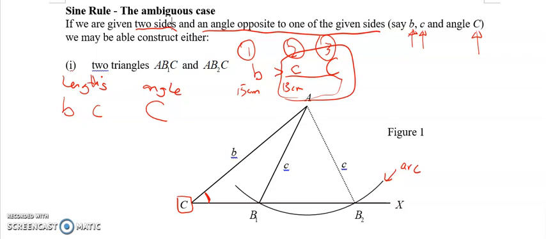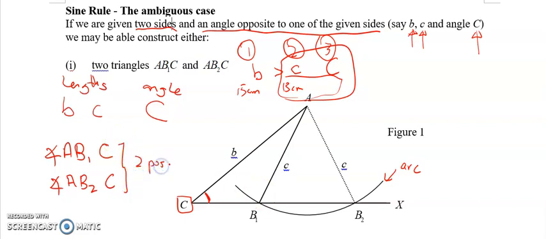So the features of these two triangles: the angle AB1C and AB2C, this angle ABC, there can be two possible values because the question is ambiguous. It doesn't fix the triangle at the correct shape. So there are two possible values of angle ABC.